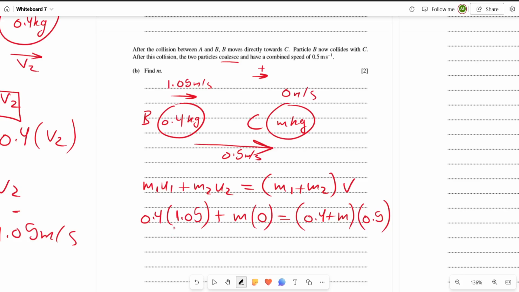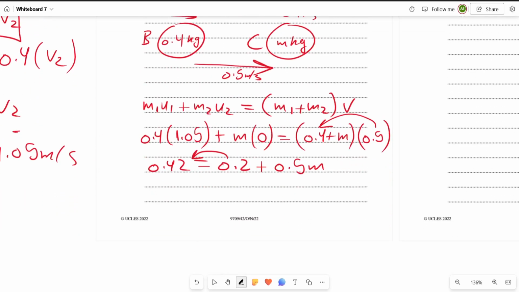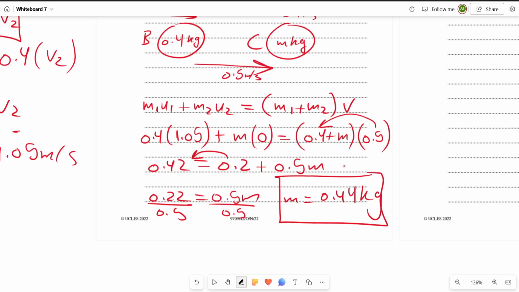Okay, so from here, what I can do is I can say that 0.4 times 1.05 is basically 0.42, equals 0.5 times 0.4, which is 0.2, plus 0.5 times m, which is 0.5 m. Moving the 0.2 to the other side and subtracting, 0.42 minus 0.2 is going to be 0.22 equals 0.5 m. Divide both sides by 0.5. You will get your answer as m equals 0.44 kilograms, and this is the correct answer. Now, these parts are fairly simple.